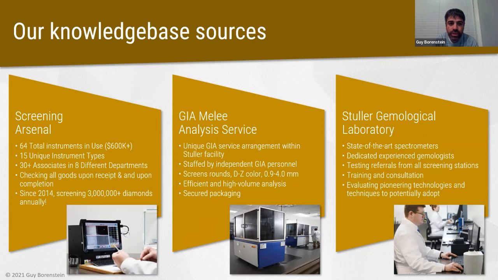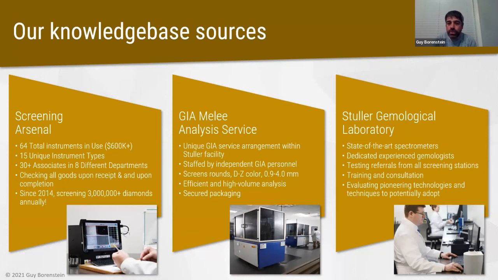And we are doing it with a very impressive screening arsenal that we have today that includes 64 screening machines of 15 different types of models, run by more than 30 associates. And if we're looking at the average, since 2014, when Stellar started the screening process, we screened on average 3 million diamonds every year, which means that our knowledge base, I believe, is only second to GIA today.